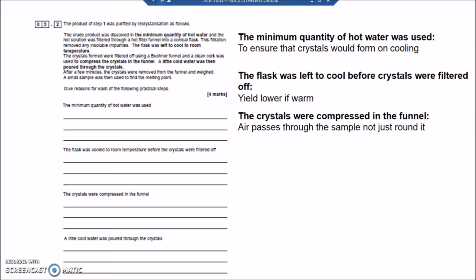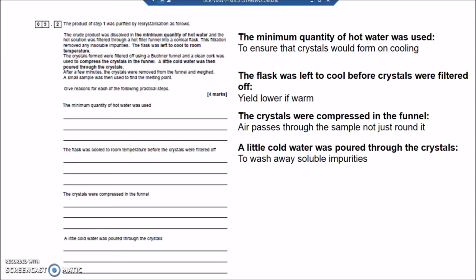The crystals were compressed in the funnel so that the air passes through the sample and not just round it. So if you're using reduced pressure filtration or vacuum filtration, then it's sucking the air down through the filter paper and through the crystals, and you want the air to pass through the sample and not just around the outsides of the filter paper.